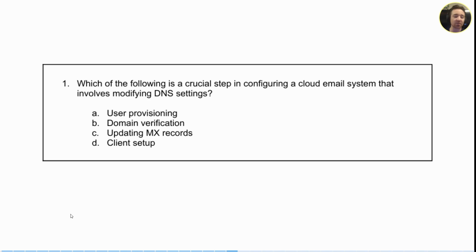So let's get into the practice questions here. Question number 1 reads, which of the following is a crucial step in configuring a cloud email system that involves modifying DNS settings? Is it A, user provisioning, B, domain verification, C, updating MX records, or D, client setup?